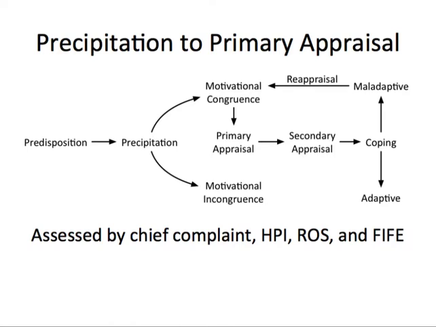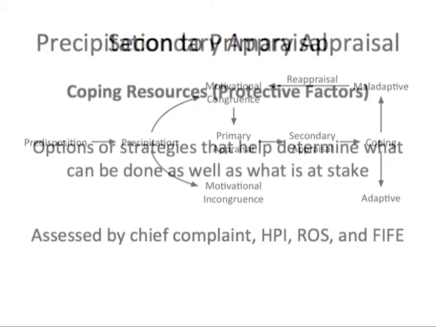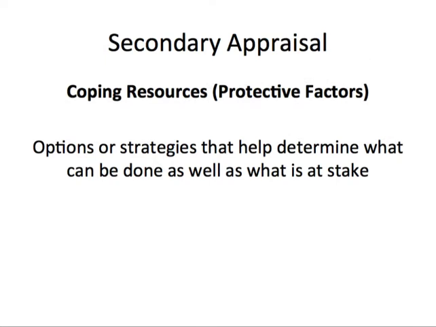The chief complaint, history of present illness, review of systems, and the patient's perceptions assessed by Fife all illuminate the areas of precipitation, motivational congruence versus incongruence, and primary appraisal. Secondary appraisal is the exploration of coping resources or protective factors. These are options or strategies that help the individual determine what can be done, as well as what is at stake.